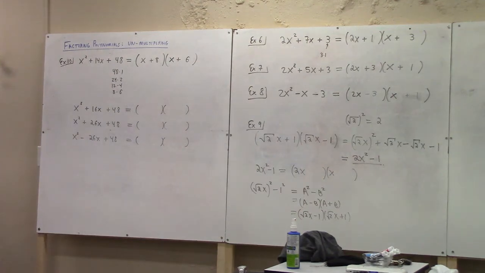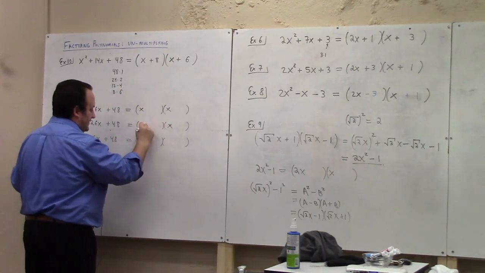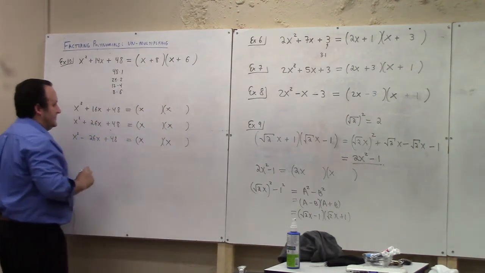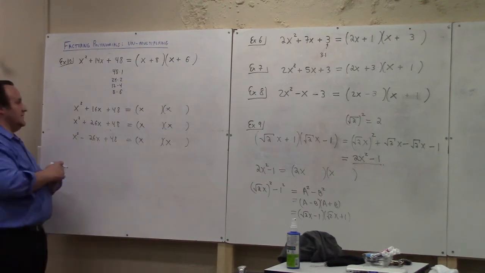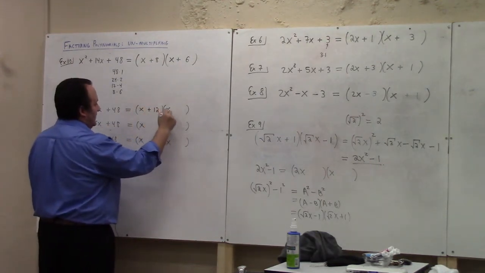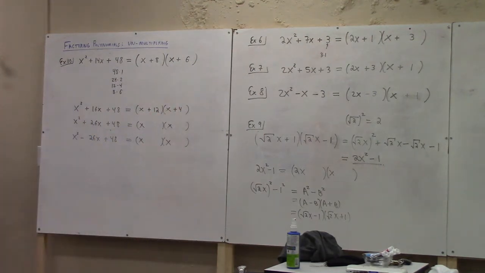What we got? Oh, I'll do the easy part. X, X, X, X, X, X. Aha. So how do we get the first one? You guys tell me. X plus what? 12 and 4, right? Now, why does a 12 come first? The answer is it didn't have to. You could have put x plus 4 times x plus 12. Same answer. Polynomial multiplication commutes.